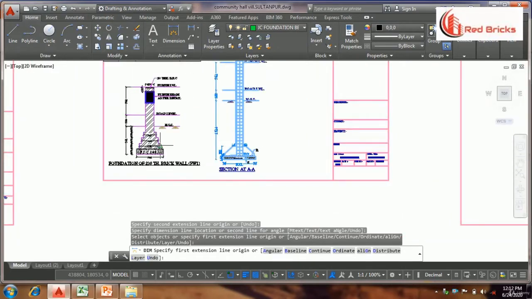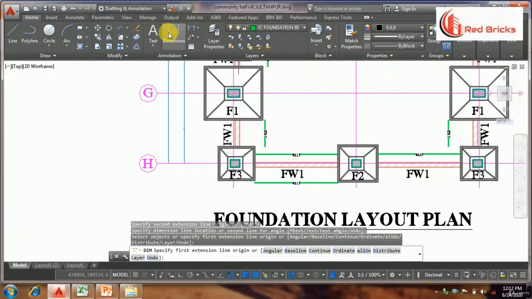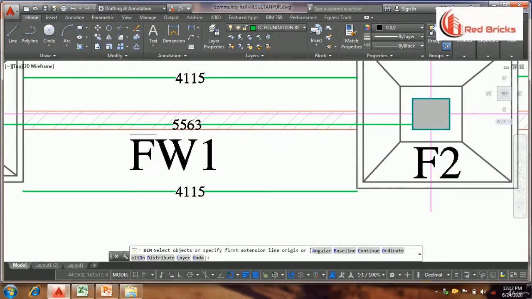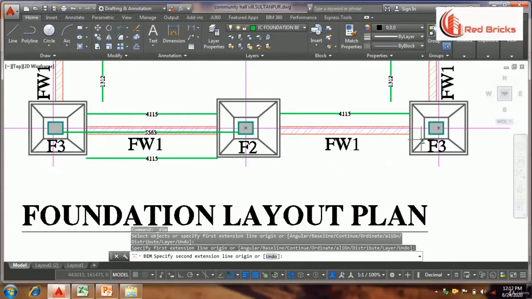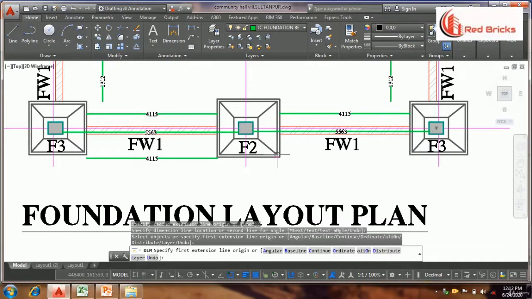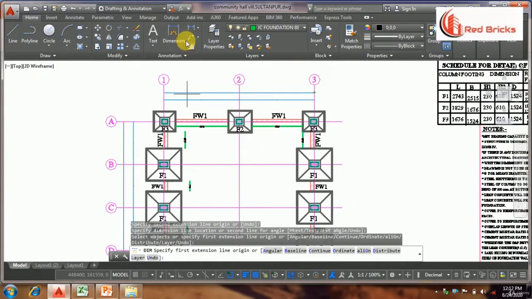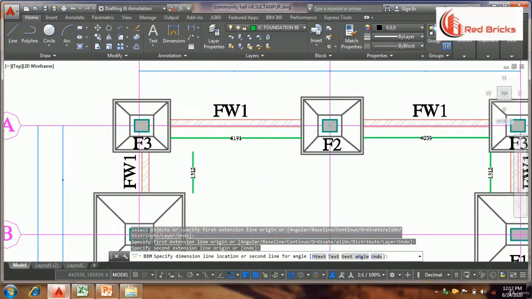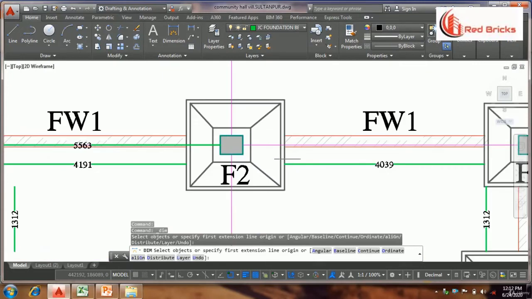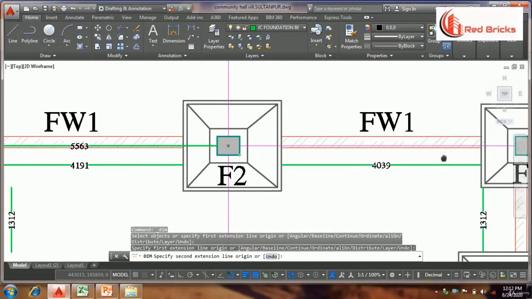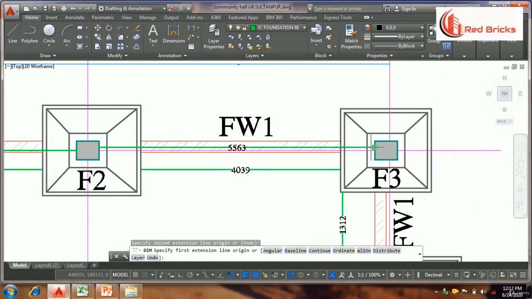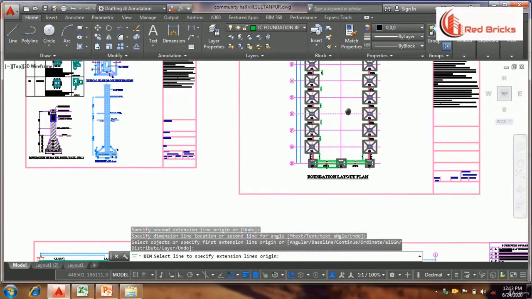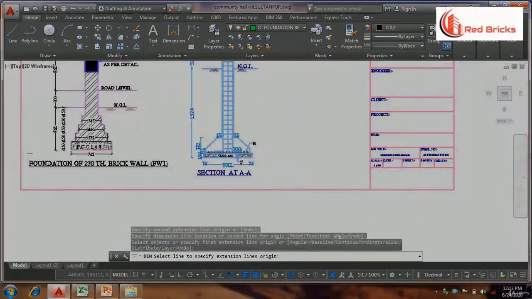Now let us identify the column length. From F3 to F2 it is 5563 mm and from F2 to F3 it is of the same length. Now let us check its backside length. From F3 to F2 it is 5563 mm and also from F2 to F3 it is 5563 mm. Now we can conclude that the length of columns is the same on both front side and back side.